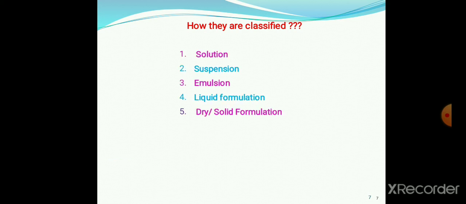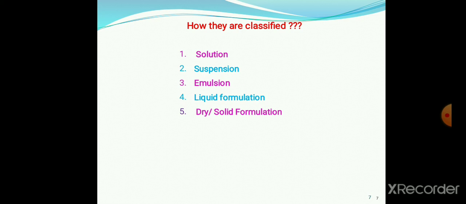Now we will see the next topic, that is the classification of pesticide formulation. These are mainly classified into 5 types. First is solution, then suspension, emulsion, liquid formulation, and dry or solid formulation. These are the main classes of pesticide formulation.